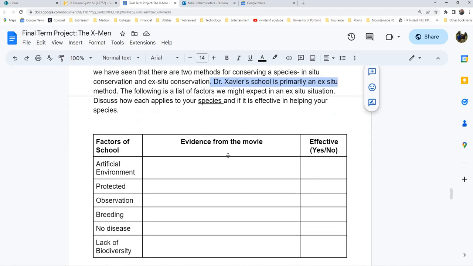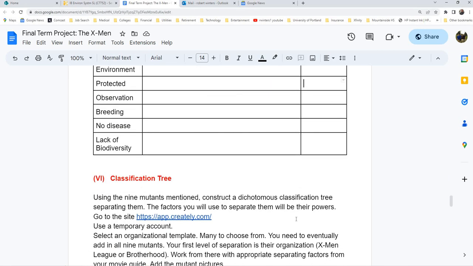So again, for your species, we want to figure out if it would work. And we're going to start here by taking evidence from the movie. Is the school an artificial environment, and why? Is it protected, and why? So give examples from the movie and then put down yes or no if it was.